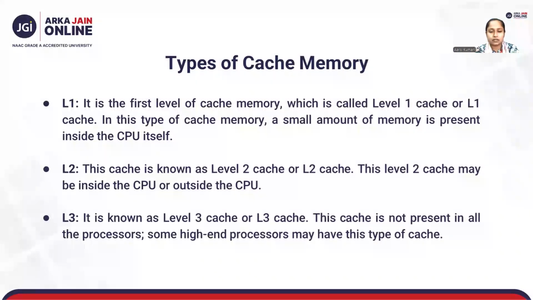Next is L3. It is known as level 3 cache or L3 cache. This cache is not present in all processors. Some high-end processors may have this type of cache. This cache is used to enhance the performance of level 1 and level 2 cache. It is located outside the CPU and is shared by all the cores of the CPU. Its memory size ranges from 1 megabyte to 8 megabytes, although it is slower than L1 and L2 cache. It is faster than random access memory (RAM).